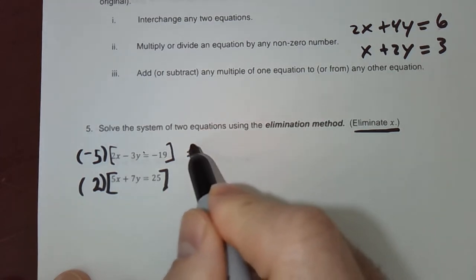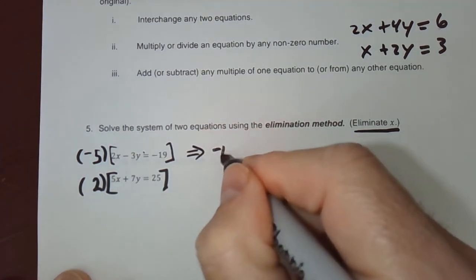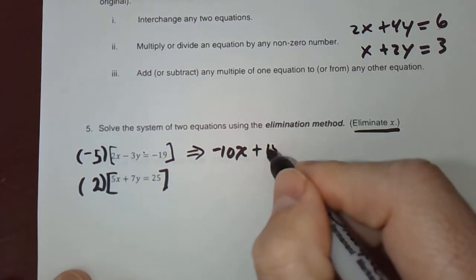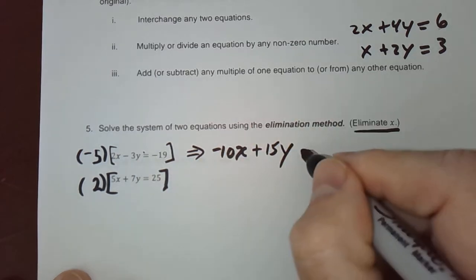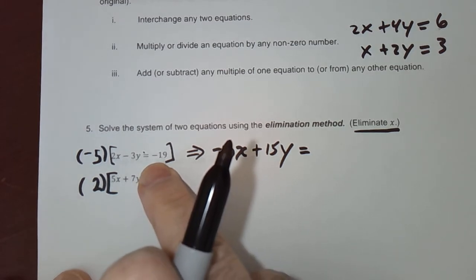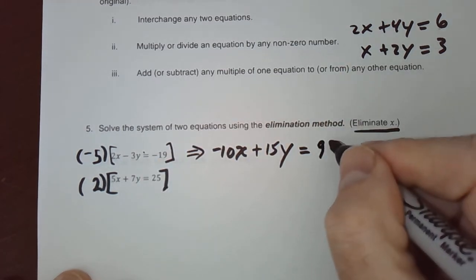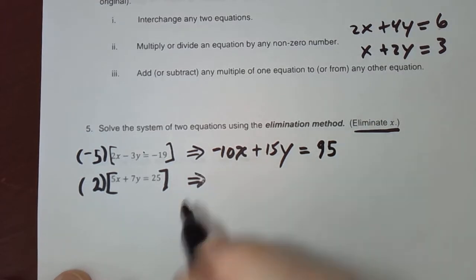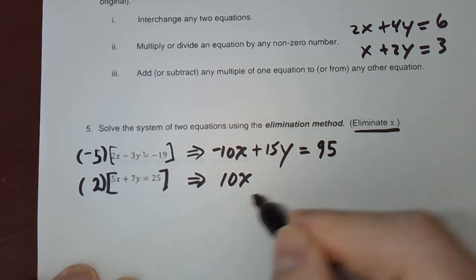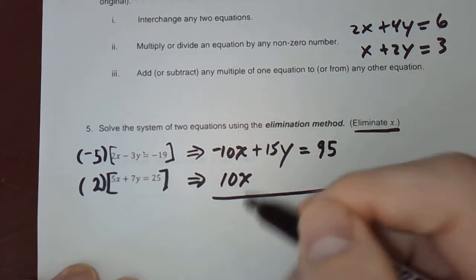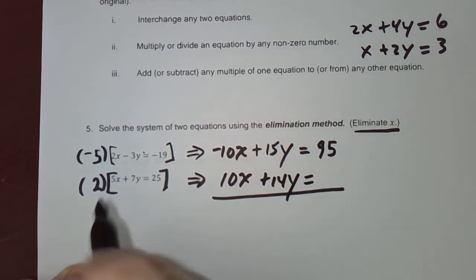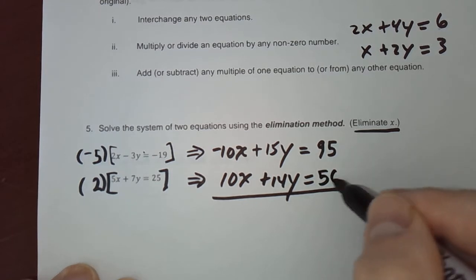So what's our new equation number 1 going to be? Negative 10x, negative 5 times negative 3 is positive 15y, equals, and what is negative 5 times negative 19? It's a positive 95. And now let's do the second multiplication. 2 times 5x is 10x. That was our goal there. That's going to cancel out. 2 times 7y is 14y. 2 times 25, 50.